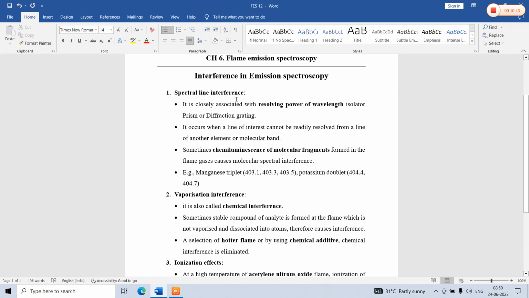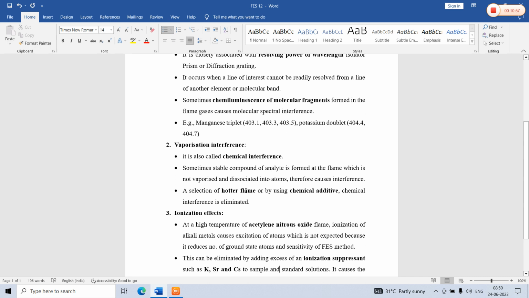Here are the spectral line interferences, vaporization interferences, and the ionization effect. These are the three types of interferences that take place in emission spectroscopy analysis, and they can be minimized by using a hotter flame, a chemical additive, or an ionization suppressant.